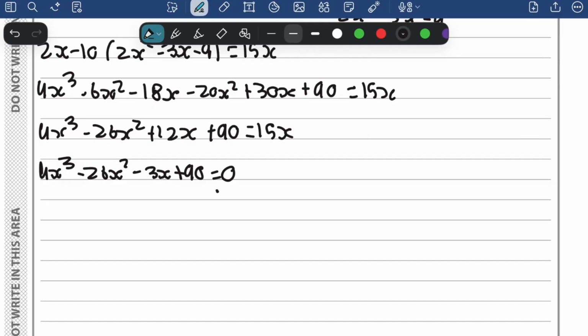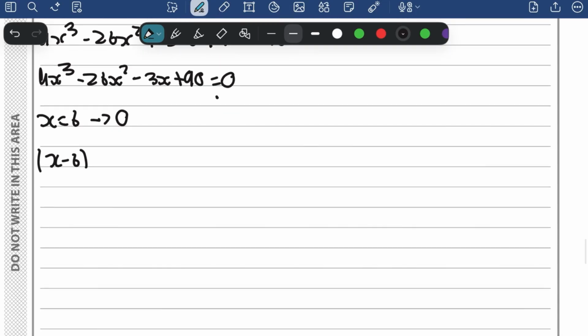And can we check that? Right? We can do 4 times 6 cubed minus 26 times 6 squared minus 3 times 6 add 90 equals 0. So that means when x is 6, this equals 0, right? Which then means a factor would be x minus 6, right? If we were to factorize it. So now, we see that it said use algebra, we can think polynomial long division, right? So we just put this inside the bus stop.